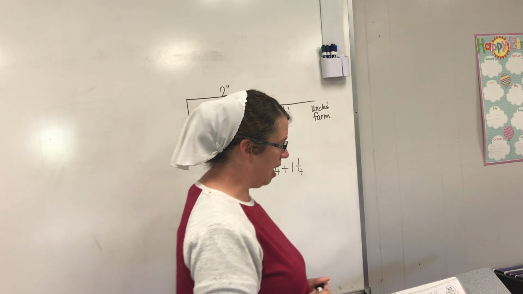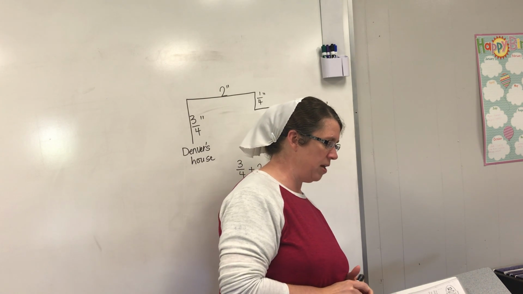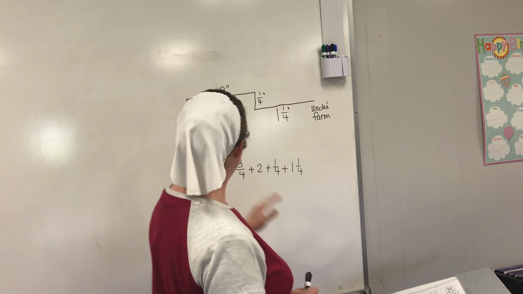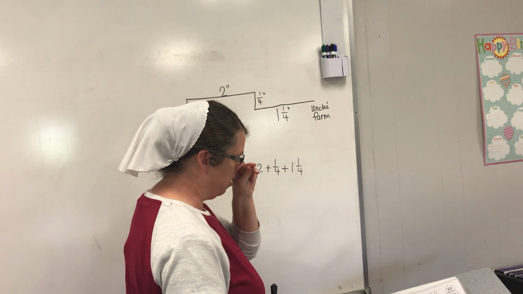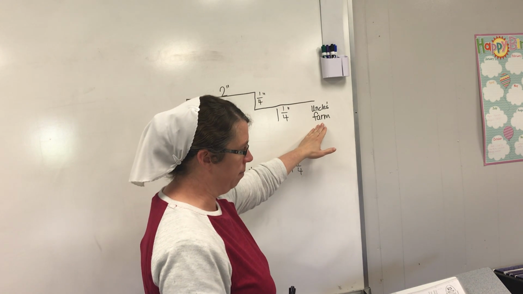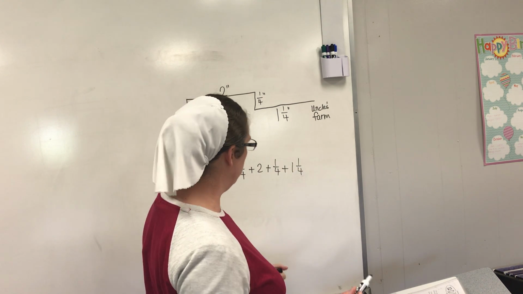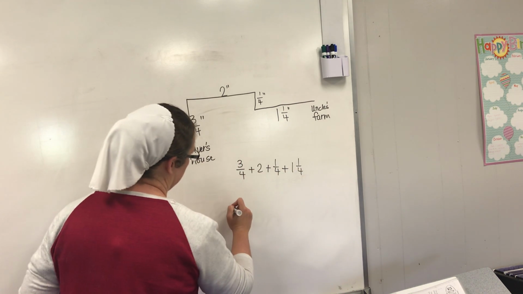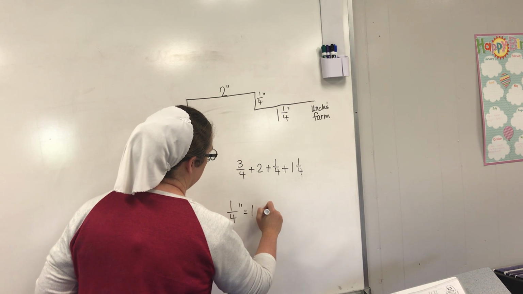A map is a special kind of scale drawing that represents distances on the earth. This is Denver's map. He drew a map showing how to get from his place to his uncle's farm. He used the scale 1/4 inch equals 1 mile.